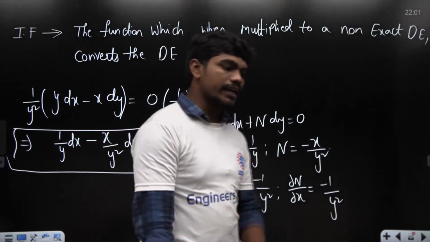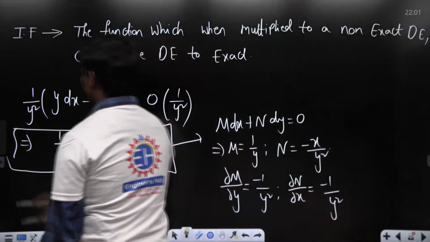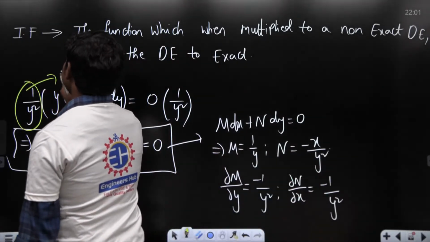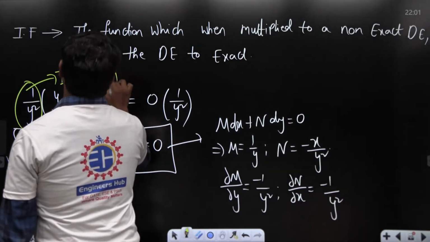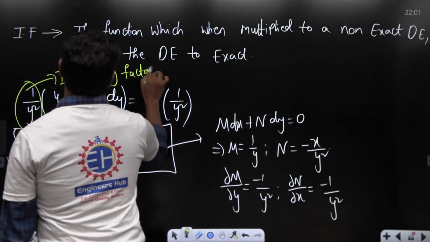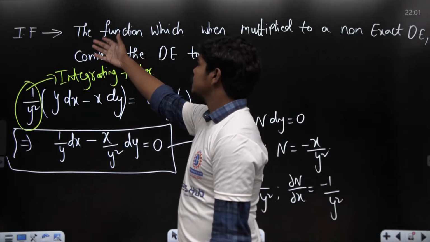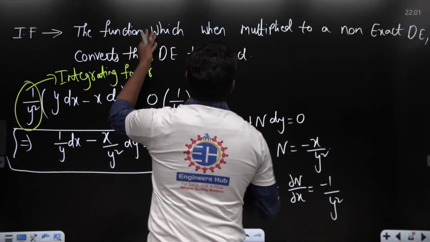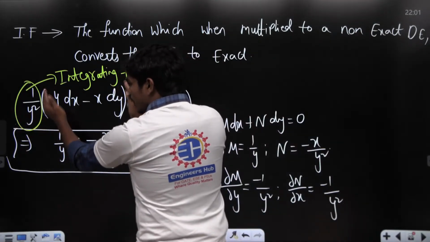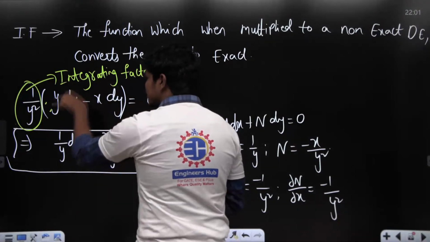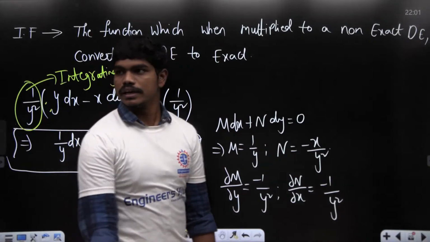Yes. So if that's the case, we call this 1 by y square the integrating factor. Okay, this is what we call an integrating factor. And the definition is: the function which, when multiplied to a non-exact differential equation, converts it to an exact differential equation. Did you all understand the meaning of this integrating factor?